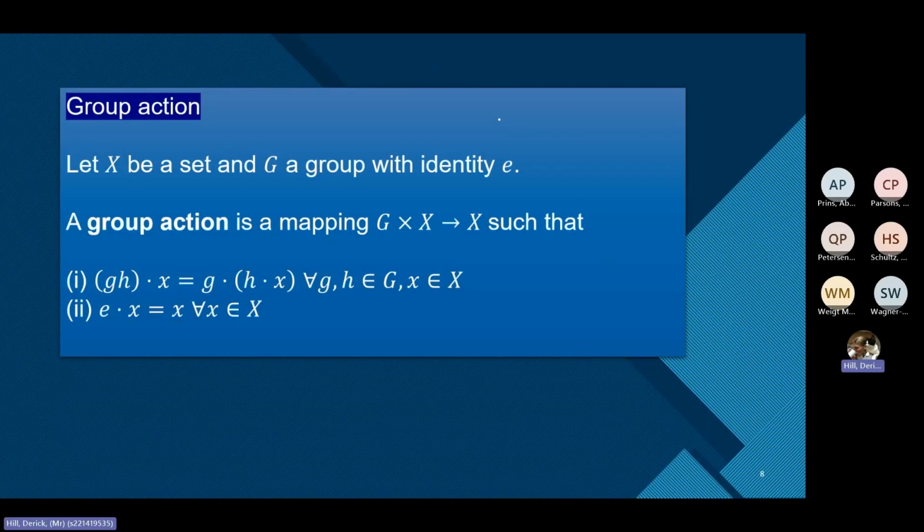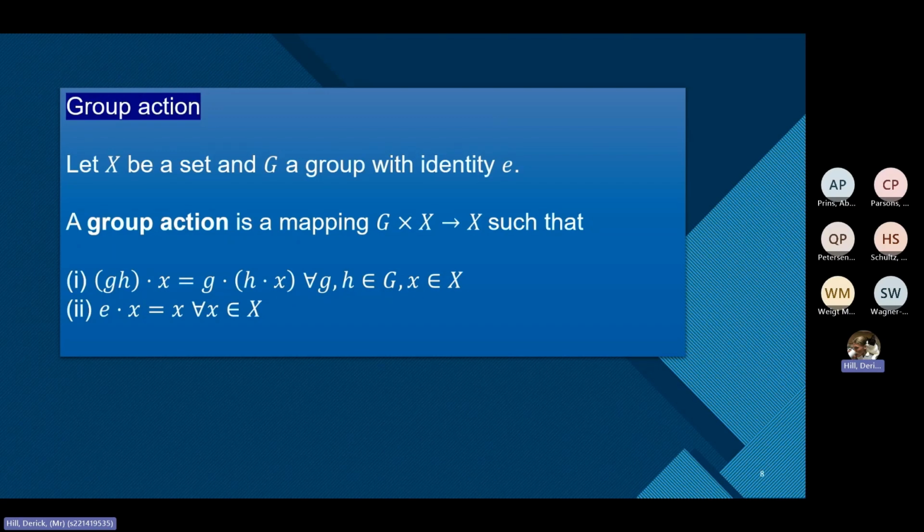We're going to go through a few more basic definitions. We have that of a group action. If we have a set X and a group G with identity E, the group action is a mapping G cross X to X, such that these two conditions hold.